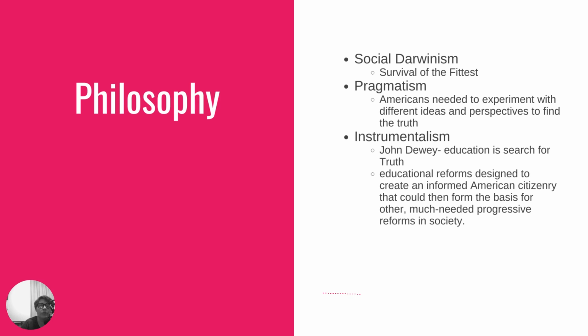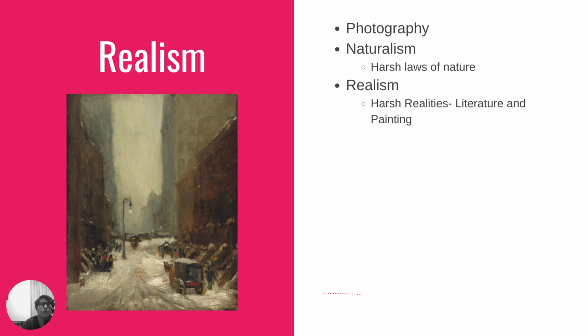And some people are really focusing on instrumentalism, which is the idea that the way we can make society better is through education. So a lot of the previous things about public school are through efforts like John Dewey to provide public education to everyone, because an informed American citizenry is the basis for needed progressive reforms. So people are on different paths as far as how they're going to deal with these things, and reflecting these realities of the Gilded Age becomes part of art and literature. There's more of an emphasis on realism rather than romanticism.